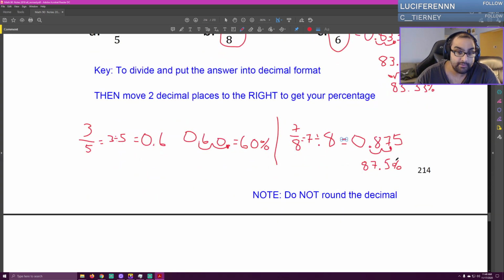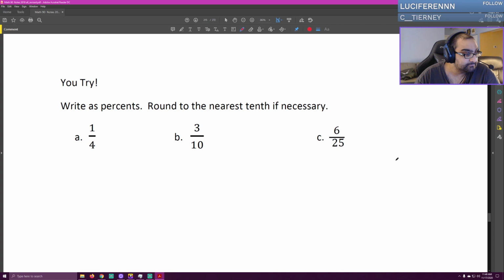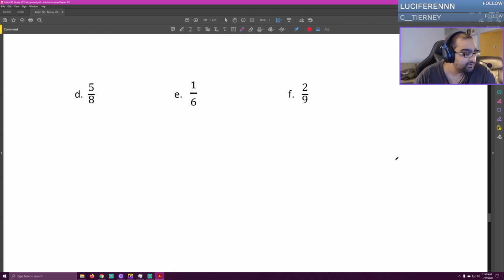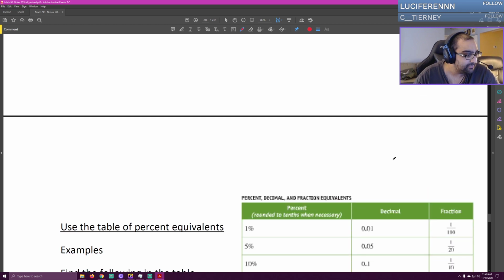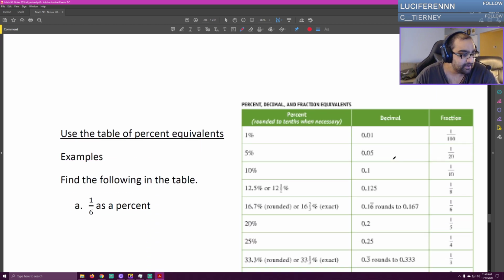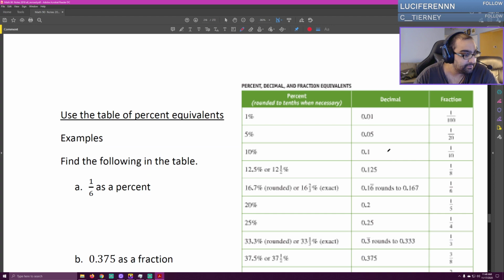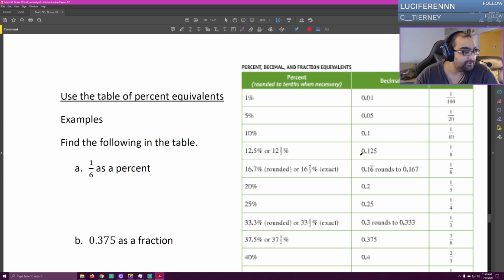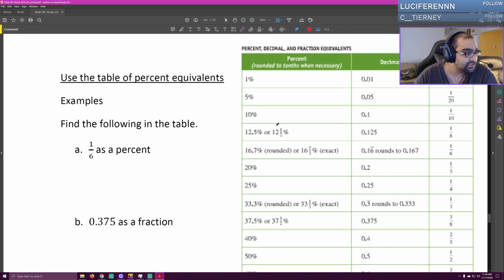Really not too bad. All right. You guys can try some of these on your own. It's not going to be too hard. I'm not going to spend too much time on this. There's a table here at the end of this particular section that talks about common percentages, their decimal equivalents, and their fractional equivalents here. Again, we've talked about the techniques about how to find those.